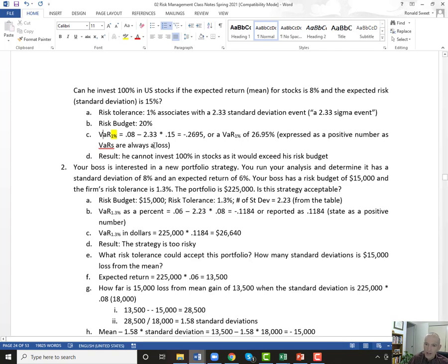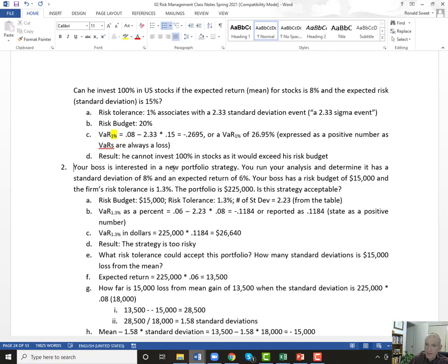So can he do that? No, he cannot do that, because his VAR, 26.95%, is greater than his risk budget of 20%. So 100% invested in stocks would be too risky for him. He needs to put some in bonds to bring that risk down. All right, so there's your first example.